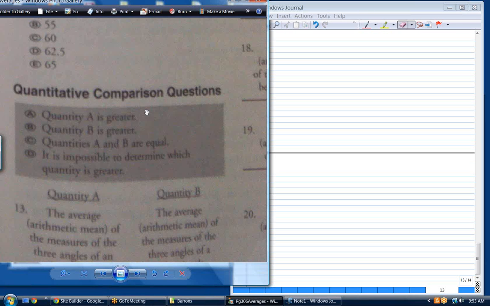A is the arithmetic mean of the measures of three angles of an equilateral triangle. B is the arithmetic mean of the measures of three angles of a right triangle. And those are going to be equal. Okay.